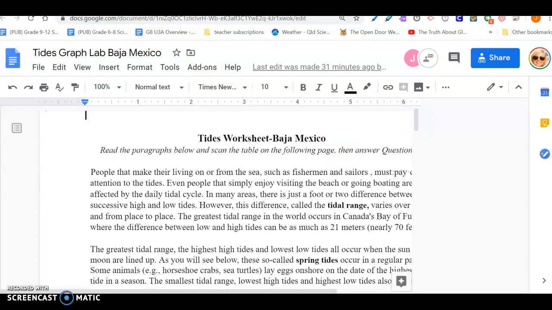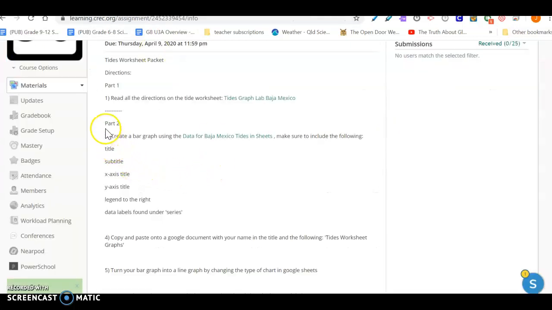it asks you on the assignment, part 2, create a bar graph using the data for Baja tides and Sheets. It's Google Sheets. I actually already put in the data for you. And what I want you to do is to create a bar graph. Make sure you have a title, subtitle, x-axis title, y-axis title. You can add a legend to the right, put in data labels, which is found within the series. That adds in your specific data points so you can see the numbers on the entire graph.